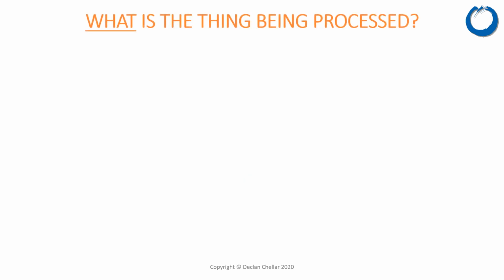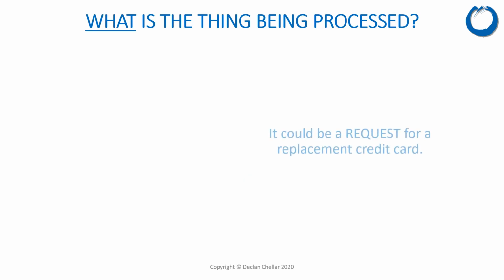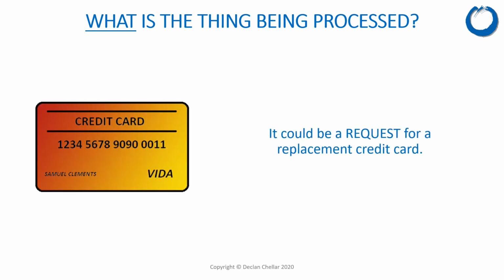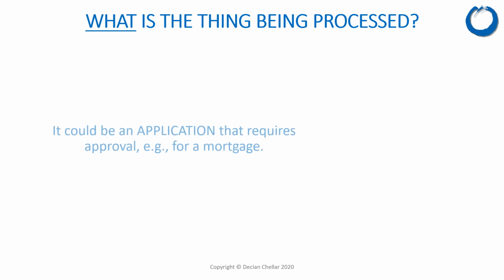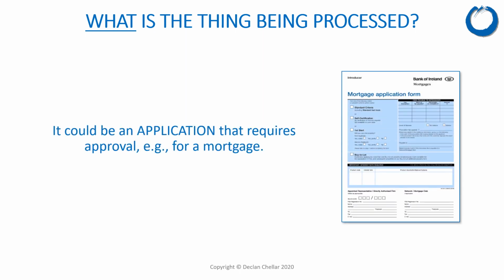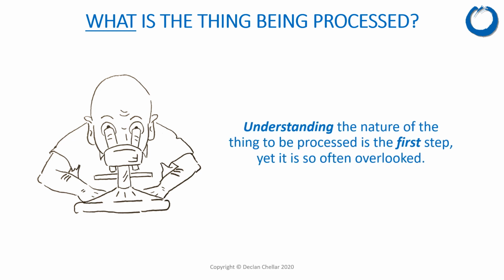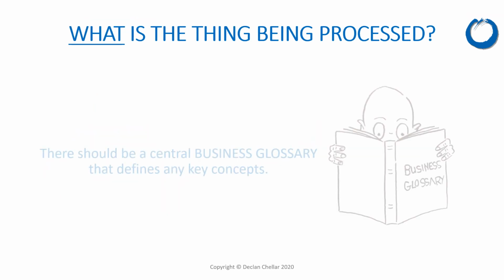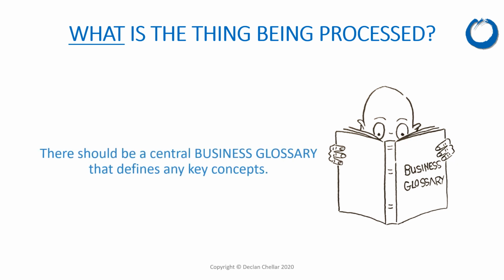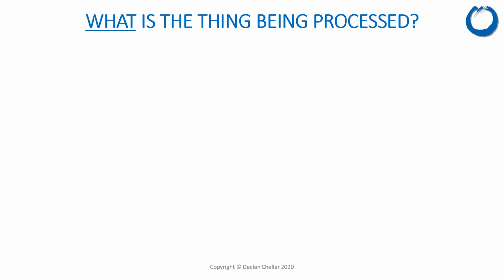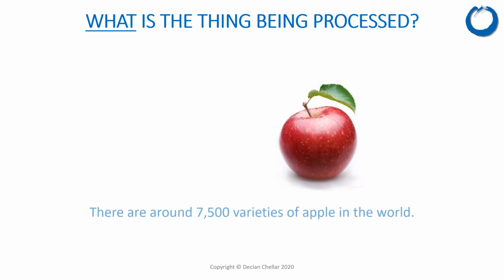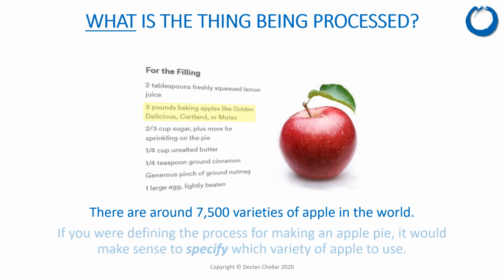What is the thing being processed? It could be a request for a replacement credit card. It could be an application that requires approval, for example, for a mortgage. Understanding the nature of the thing to be processed is the first step, yet it's so often overlooked. There should be a central business glossary that defines any key concepts. There are around 7,500 varieties of apple in the world. If you were defining the process for making an apple pie, it would make sense to specify which variety of apple to use.